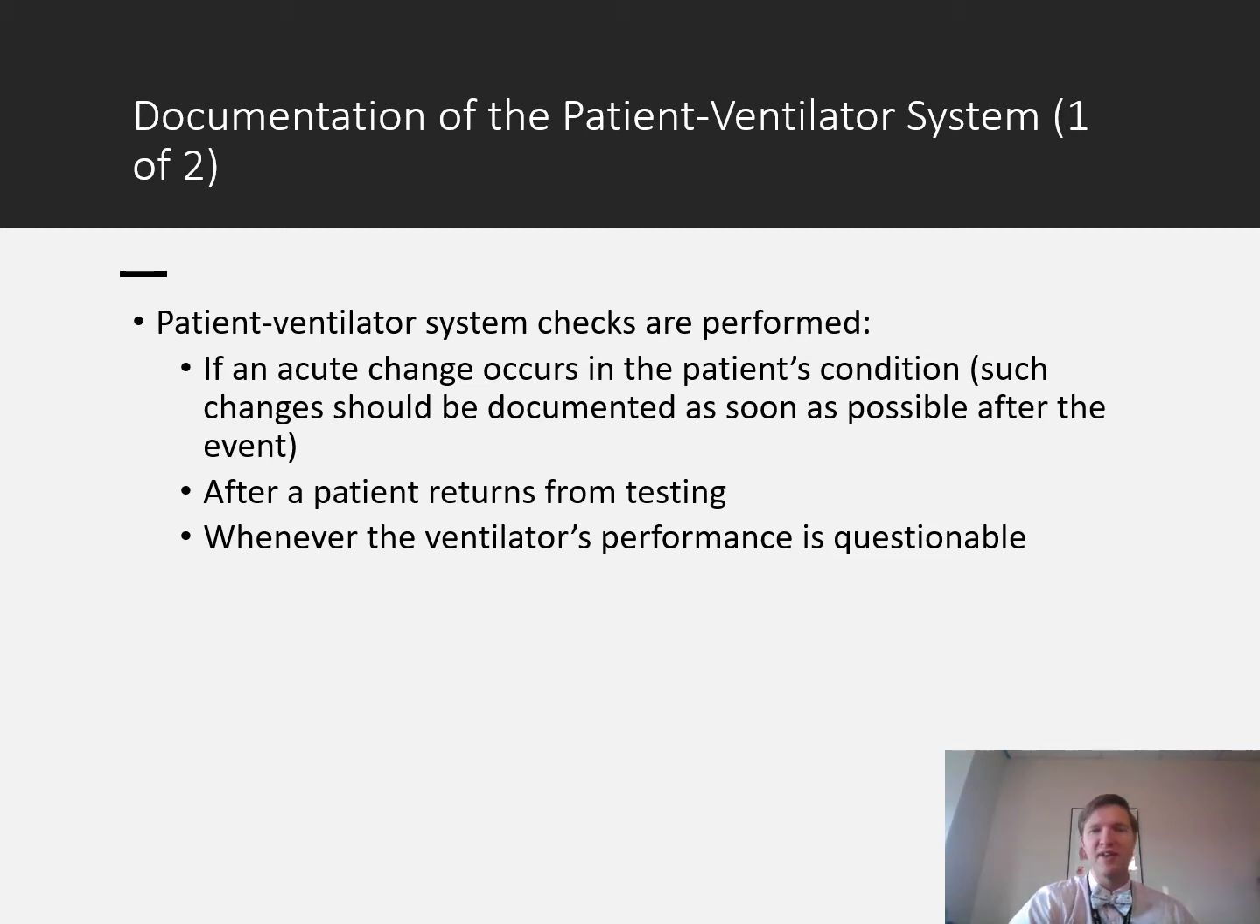All right, so ventilator system checks are performed if an acute change occurs in the condition, right? Obviously we have a patient whose lung compliance changes, they desaturate, and we have to go up on their oxygen settings. We have to go up on their PEEP or their FiO2. Should we do another check? Yes, we should, right? There's an acute change that occurred, and what was the subsequent result of that?